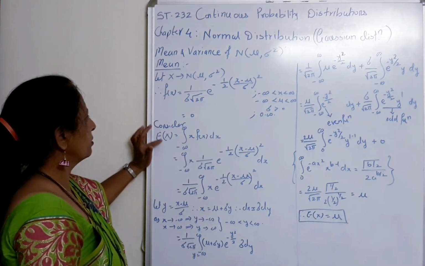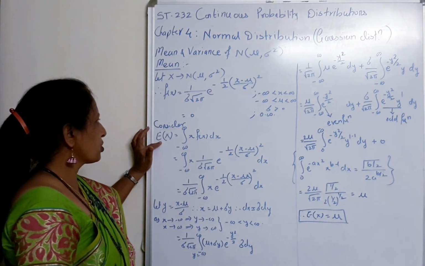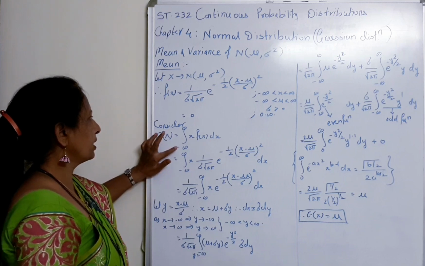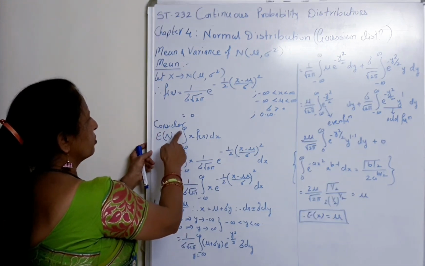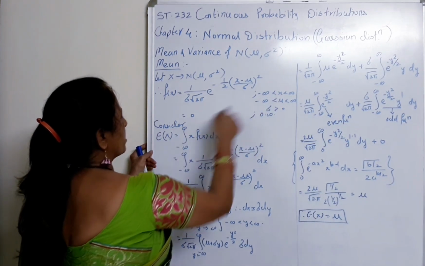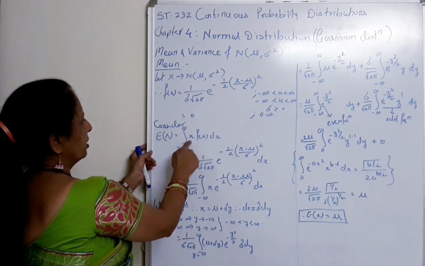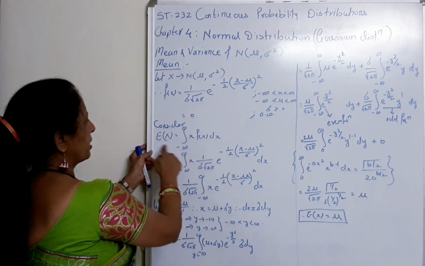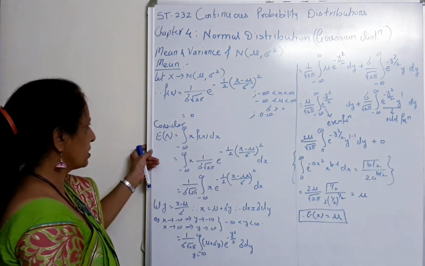Now we consider the mean of x, that means the expectation of x. Expectation means we have to take integration, the range minus infinity to infinity. Why minus infinity to infinity? What is the range of x? That we have to write here. So that's why minus infinity to infinity. This x, f(x), dx. Like this we find the expectation of x, or mean of x.